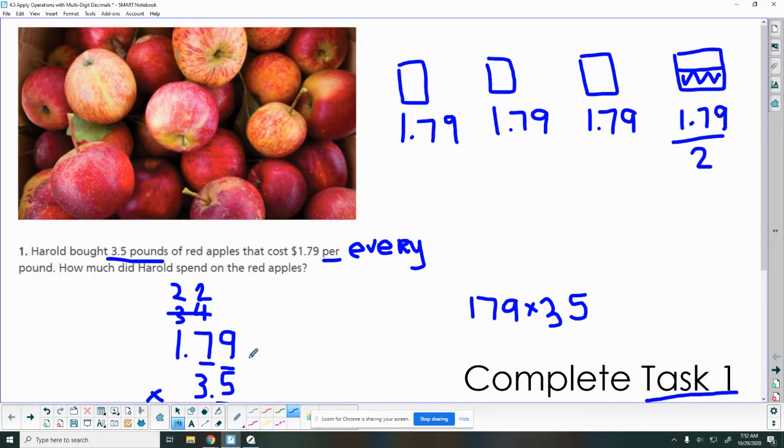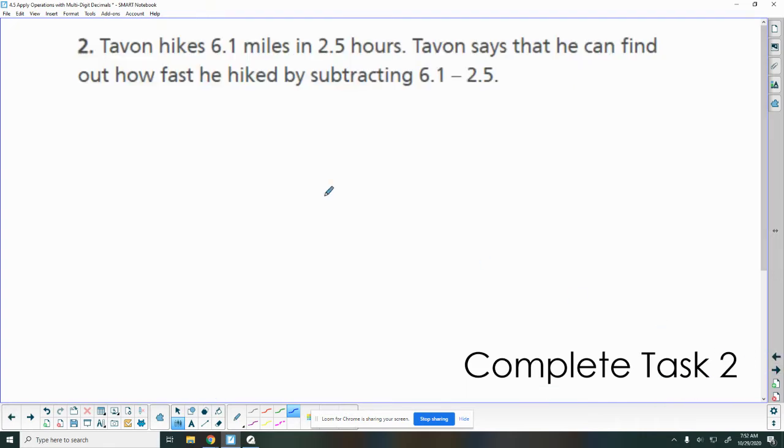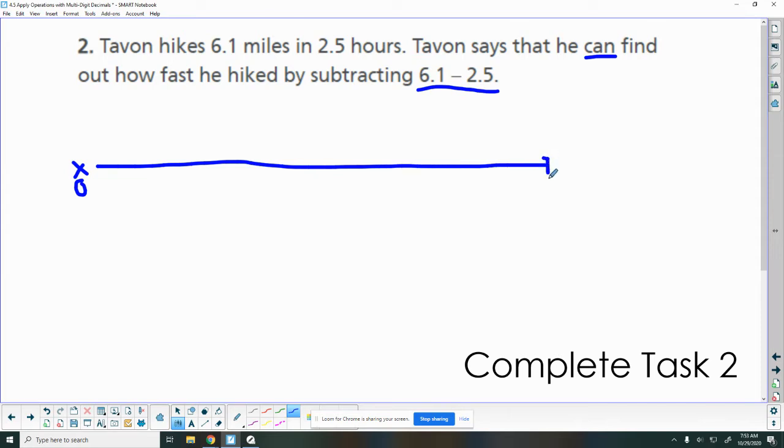Hey, so Taven hiked 6.1 miles in 2.5 hours. Taven says that he can find how fast he hiked by subtracting. So let's think about if he is correct or not. So we know his total. He started here at 0 and he hiked to 6.1. And he did that in 2.5 hours.